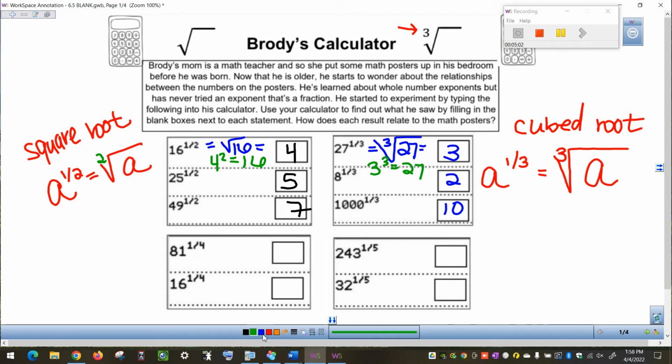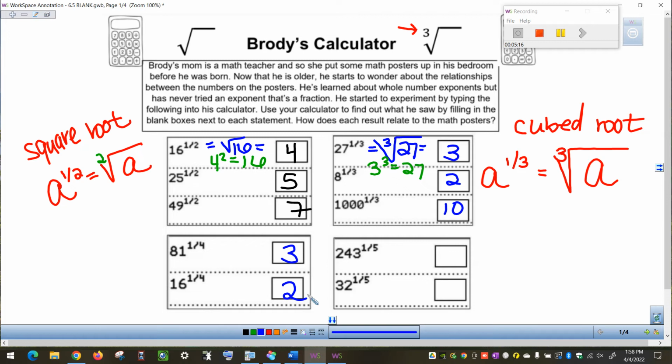Here at the raising up to the 1/4, we should have gotten that 81 to the 1/4 is 3, and 16 to the 1/4 is 2. Following the pattern of what we've been doing, if we look at the 4th poster, notice how 3 to the 4th is equal to 81. So the 4th root of 81 is 3.